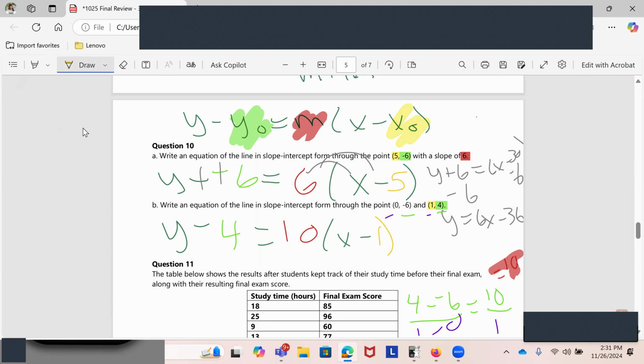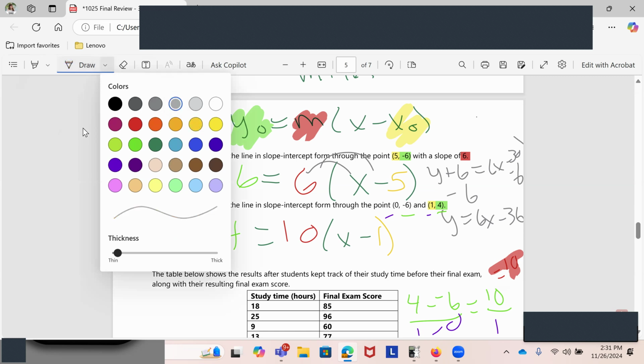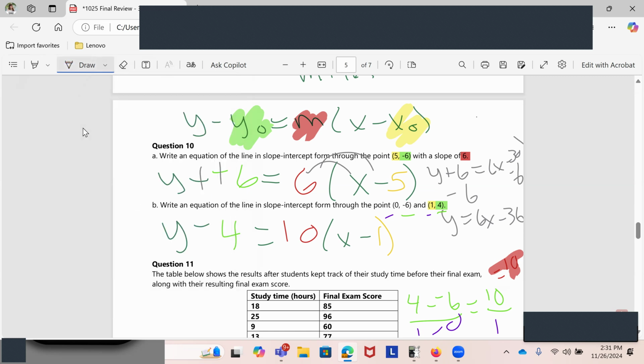So the solving step is always very much the same. And the only thing you have to watch out for is double negatives. It doesn't happen here. We're going to multiply through, so I get 10x minus 10. And the last step is to add 4. So I get y equals 10x minus 6.